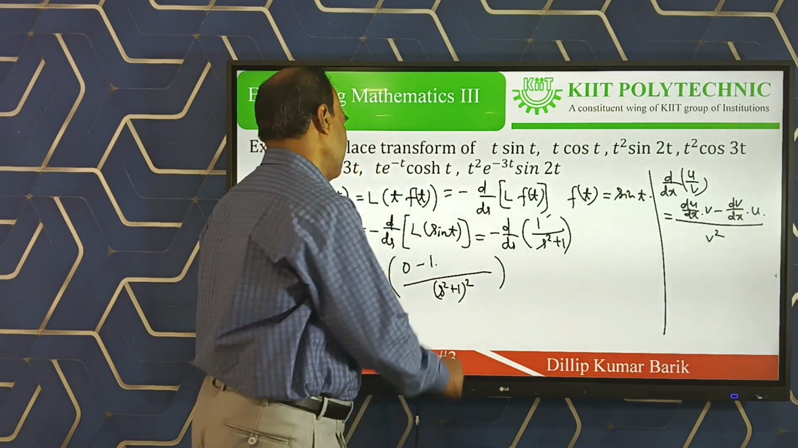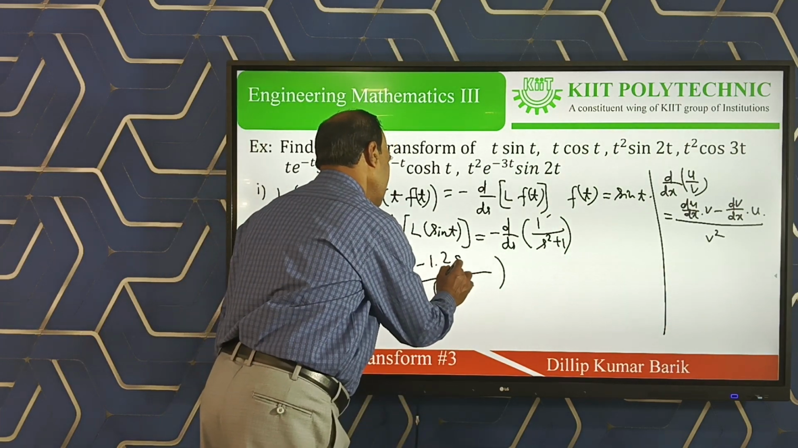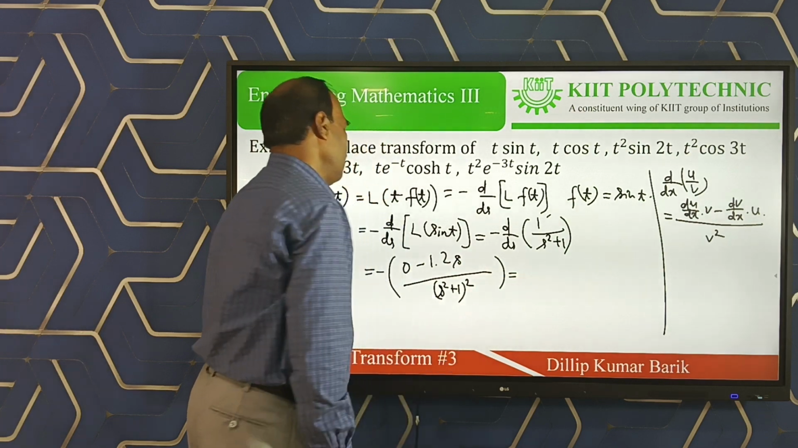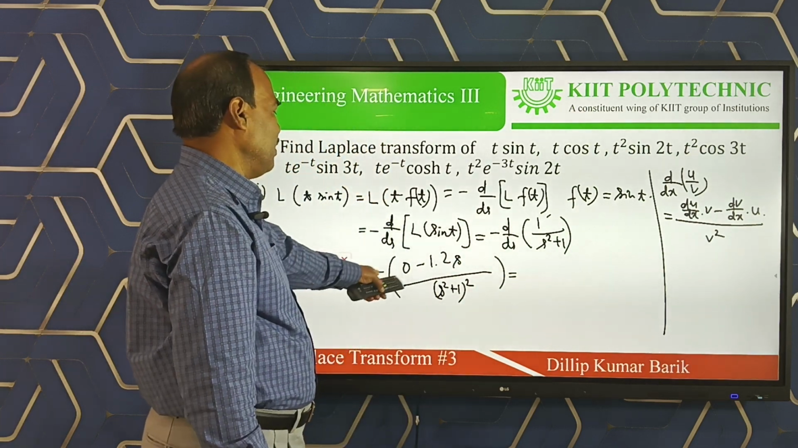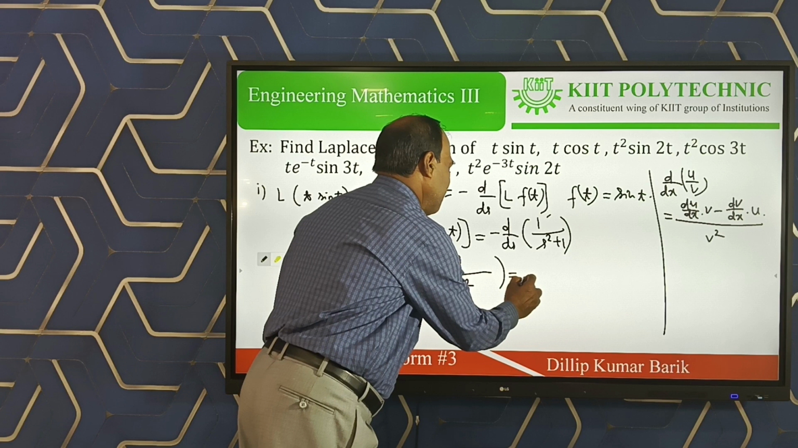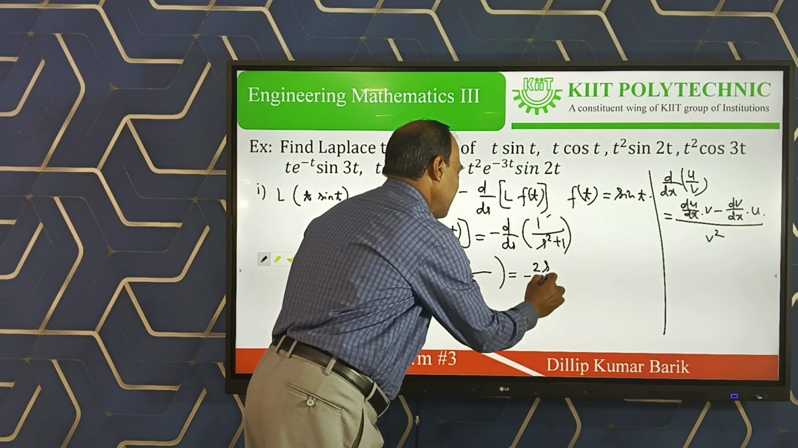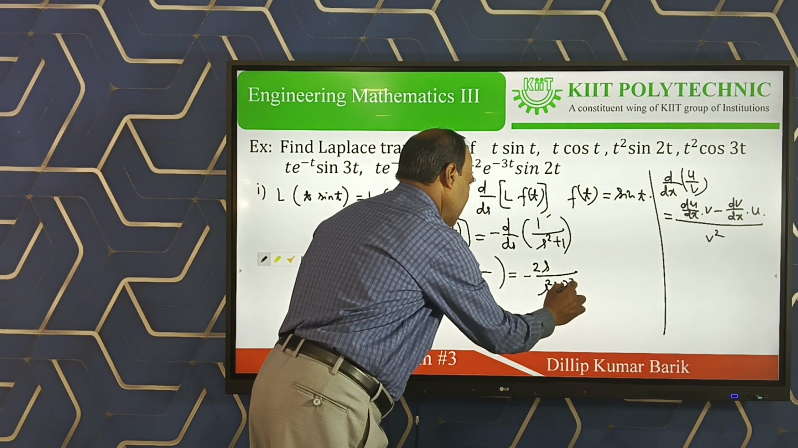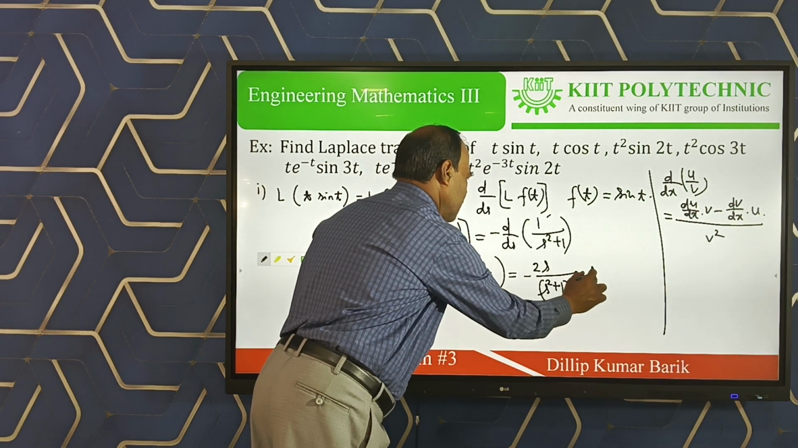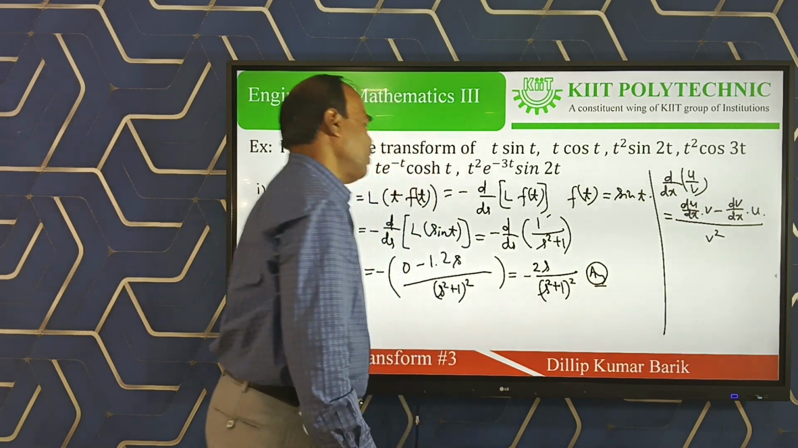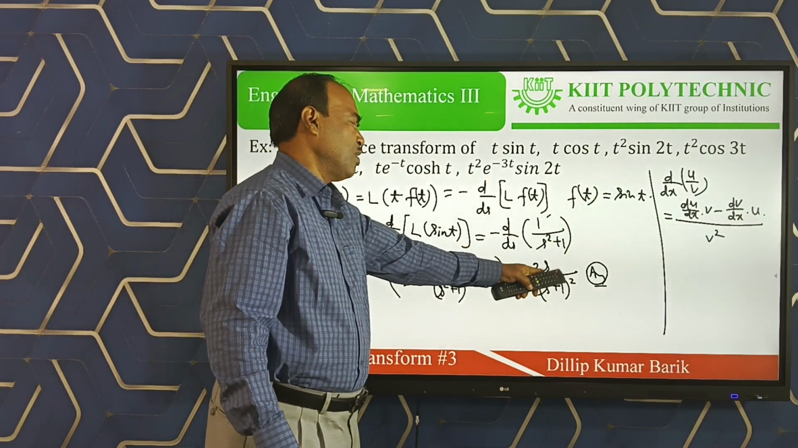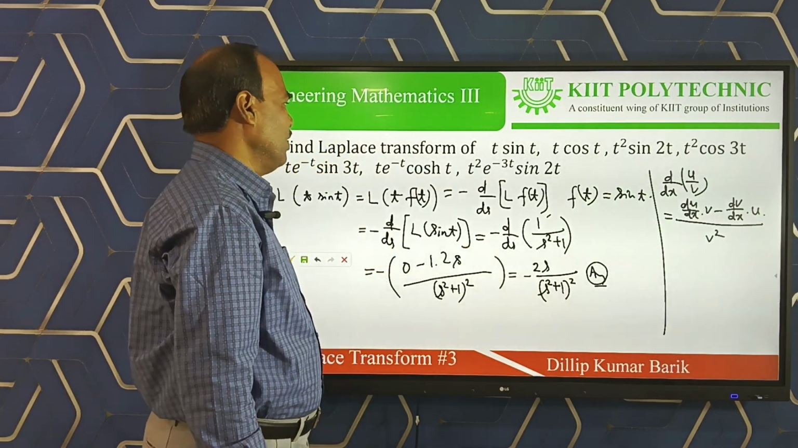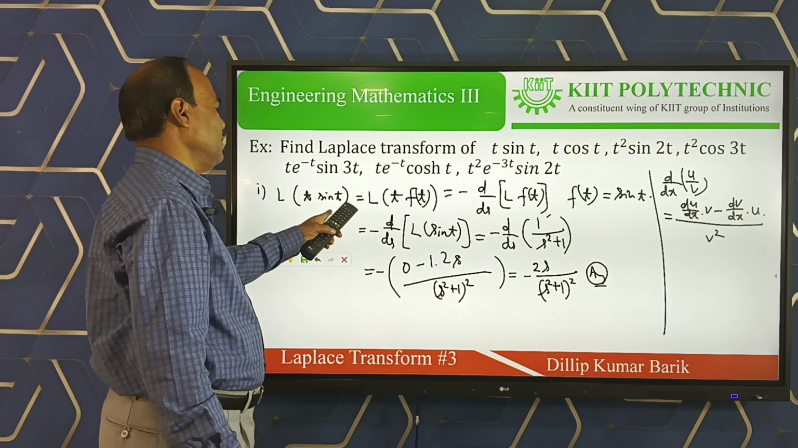The derivative of s square plus 1 is nothing but 2s, so simply write 2s. So what is the answer finally? Minus and minus, it will be 2s divided by s square plus 1 whole square. This much is your answer. No need to simplify the denominator whole square. So this is nothing but Laplace of t sin t.